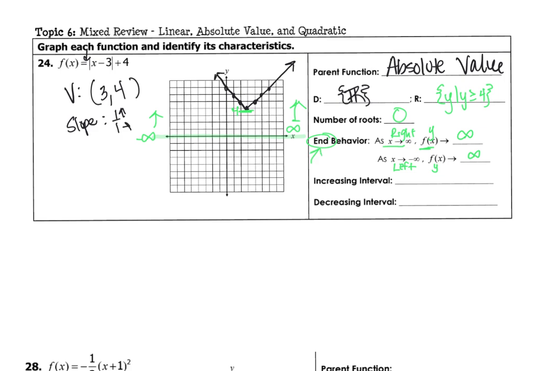Now, increasing and decreasing intervals. These are x values. For which x values are we increasing or having a positive slope? For which x values are we having a decreasing or negative slope? I told you guys to start by finding your vertex, because remember our vertex is called a turning point. If we have a vertex, we're going to have both increasing and decreasing intervals.